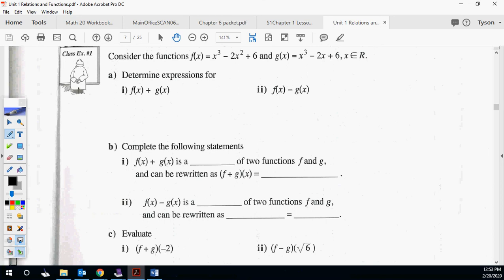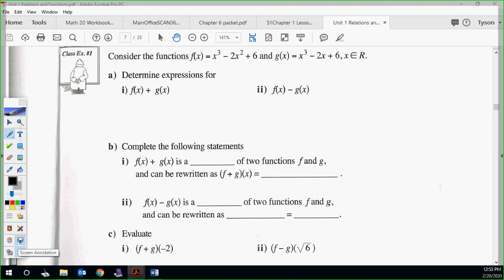So consider the functions x cubed minus 2x squared plus 6 and x cubed minus 2x plus 6. So there's just a square difference there. For x an element of the reals, determine the expression for f of x plus g of x. So f of x plus g of x is expressions. That means with x's. So I'd have f plus g of x would be equivalent to 1x cubed plus 1x cubed is 2x cubed. Negative 2x squared, there is no other x squared, so it just stays negative 2x squared. I don't have any other x's, so it just stays negative 2x. 6 plus 6 would be 12. So there would be your simplified expression for f plus g of x.